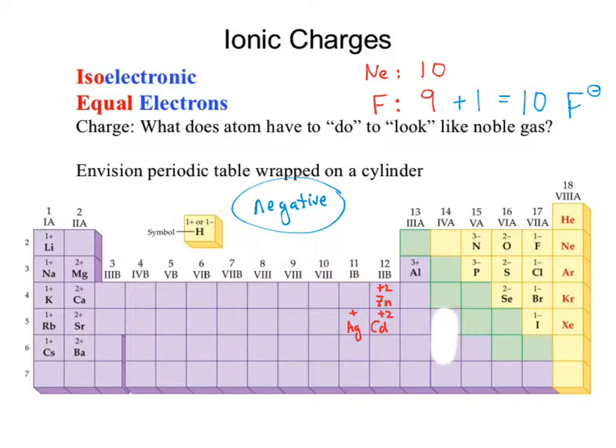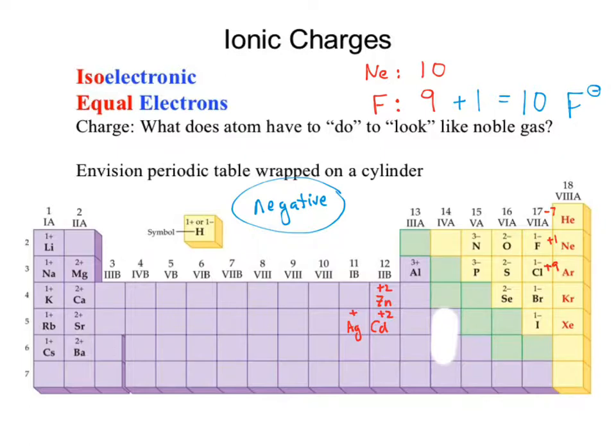Fluorine has 9 electrons. How many electrons does it need to look like neon? 1. It could also look like helium because helium's a noble gas. What would fluorine need to do to look like helium? Lose a bunch of electrons. How many electrons would it have to lose? 7. It would have to lose 7. It could also look like argon. It'd have to gain 9.